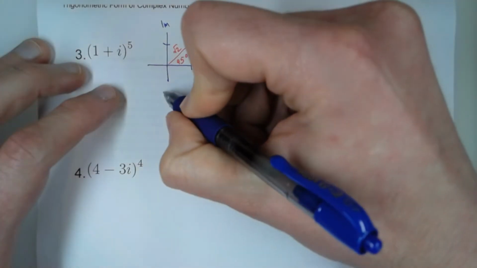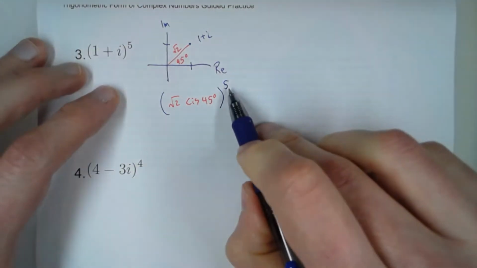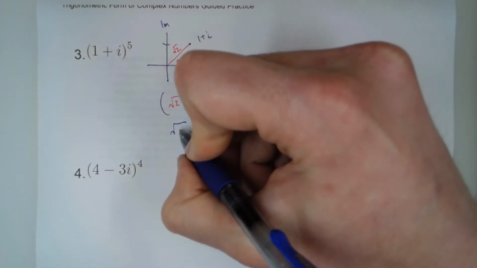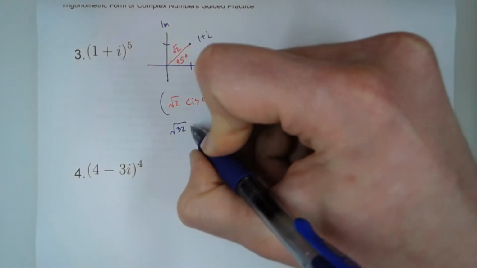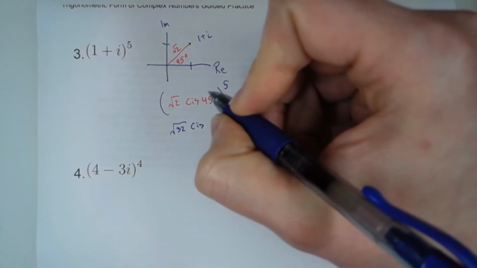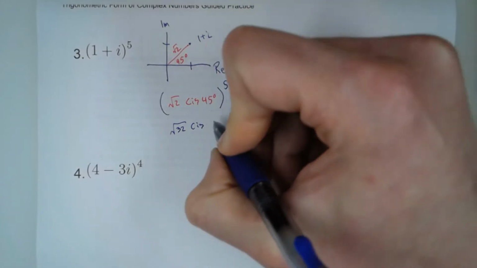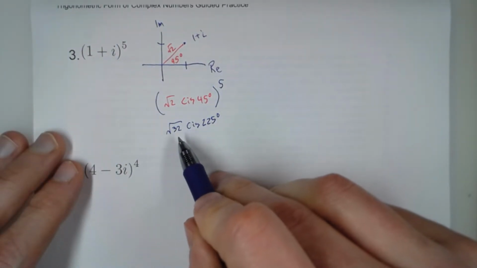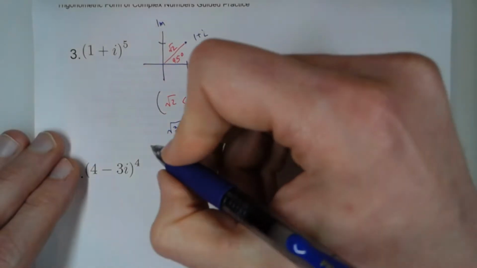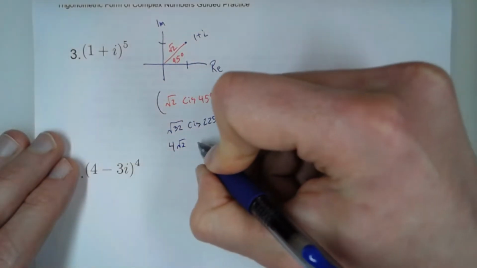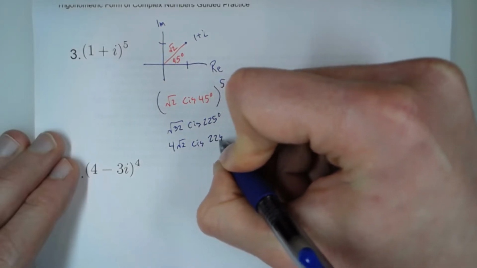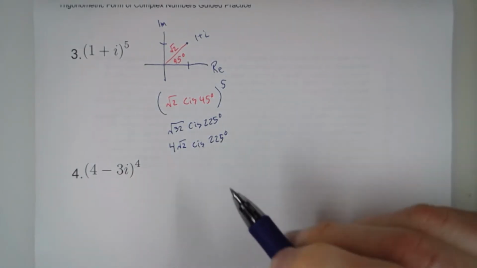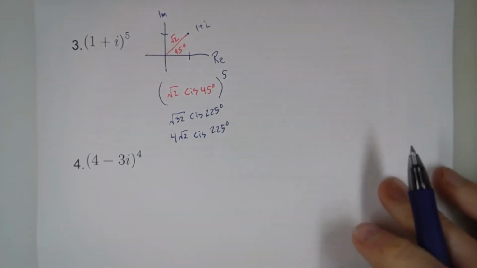Now we're still raising this to the 5th power. So that means I'm going to take square root of 2 and raise it to the 5th power. So 2 to the 5th is 32. And then I'm going to take 45 and multiply it by 5. And I get 225 degrees. Now 32, I cannot take the square root and get a whole number. But baked into that is 16. And I can take the square root of that. Now 225 is between 0 and 360, so we don't have to find a coterminal angle for that one. So there's our answer for number 3.